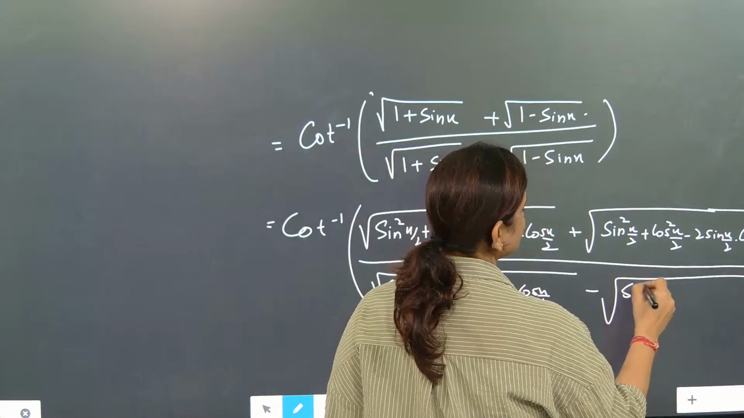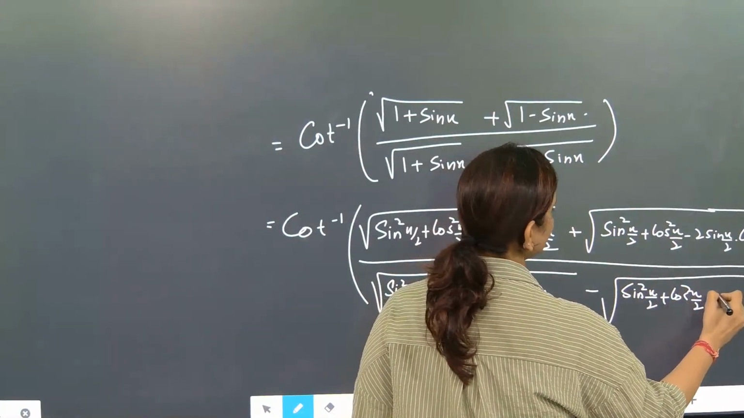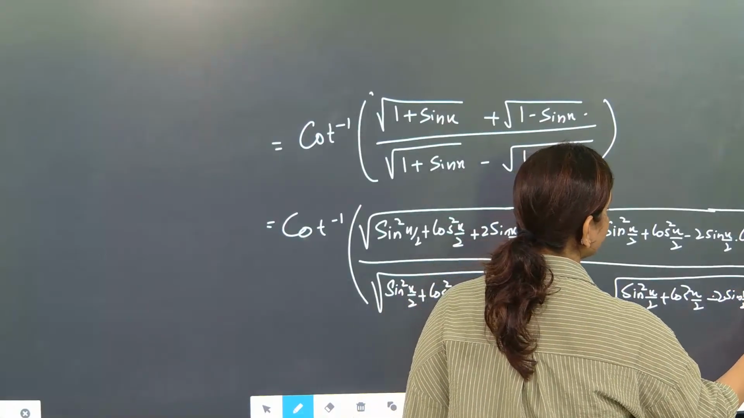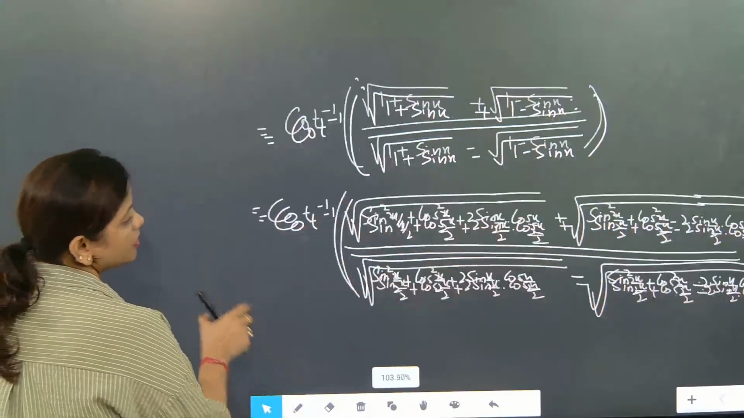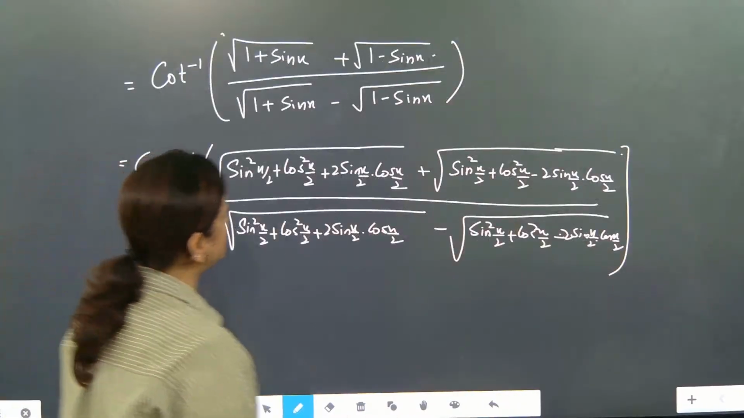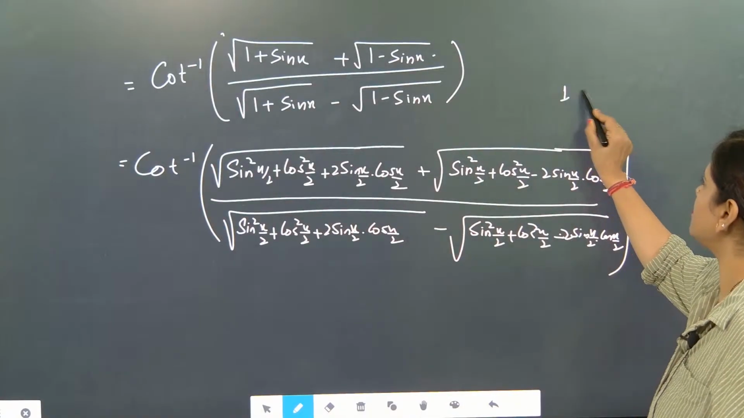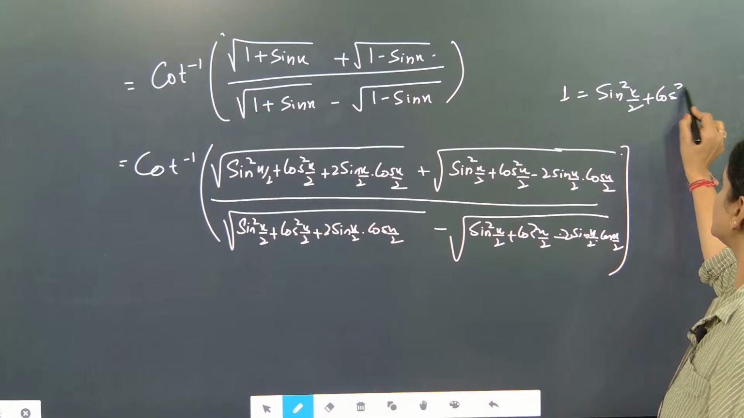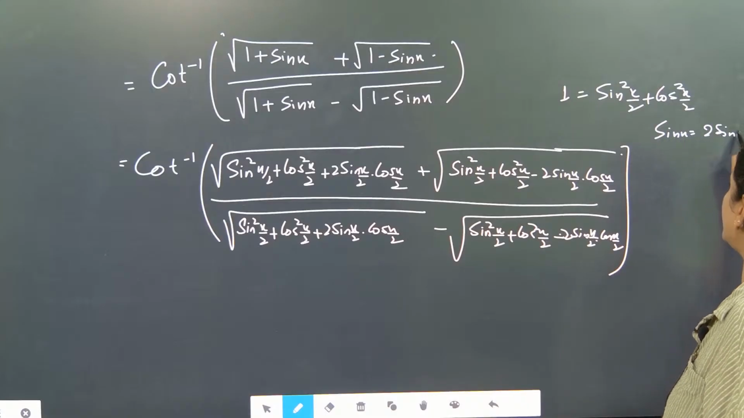This will come as sin square x by 2 plus cos square x by 2 minus 2 sin x by 2 into cos x by 2. So 100% like this part we can proceed and write. Now look at it. Why? Because we have formulas. We know that 1 can be written as sin square x by 2 plus cos square x by 2, and sin x can be written as 2 sin x by 2 into cos x by 2.